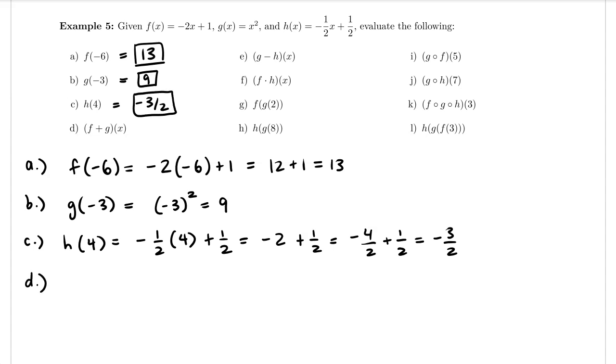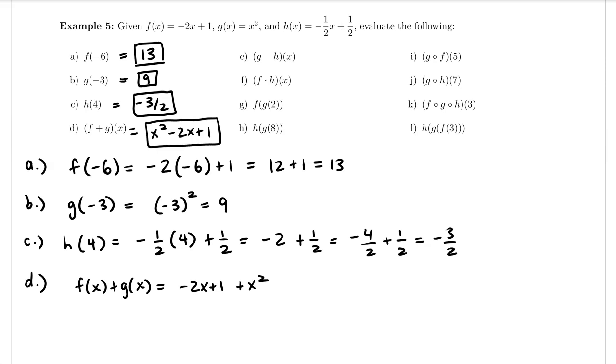In part D, we want to find f plus g of x, which is the same thing as f of x plus g of x. So we have -2x plus 1 plus x squared. So I'm just going to rewrite the order of that. So we have x squared minus 2x plus 1. And I'm going to skip parts E and F. Maybe we can move on to part H.